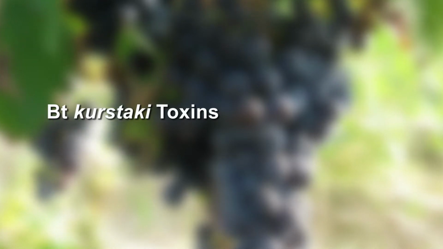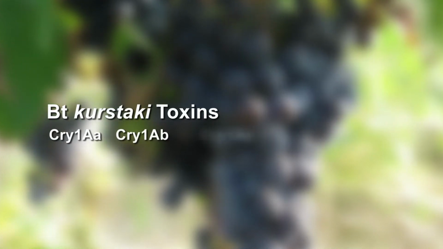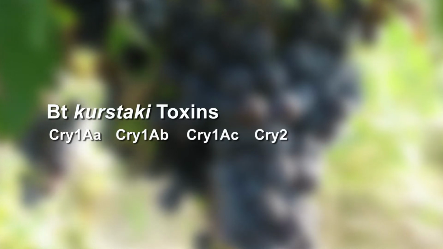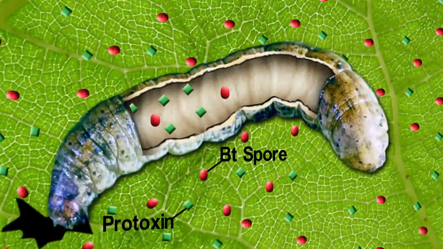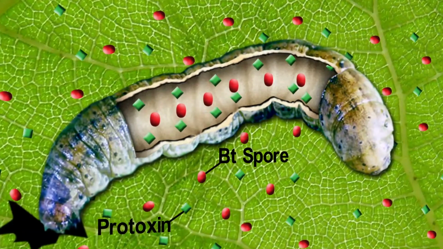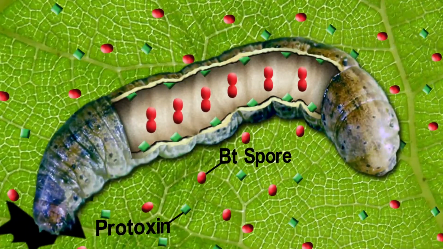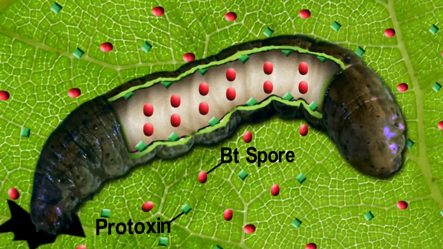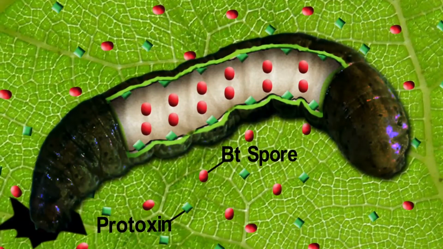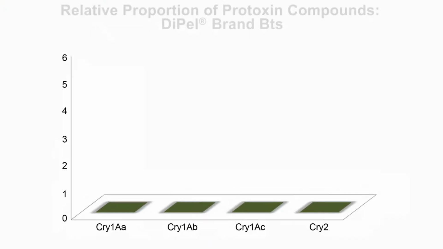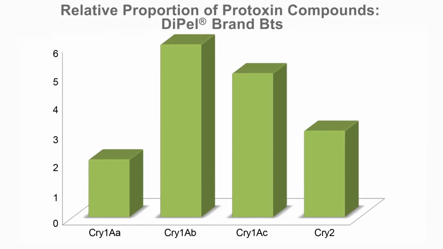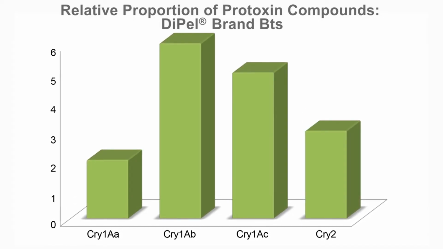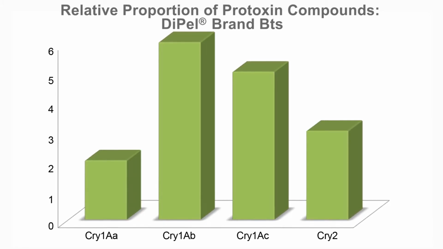The main components for BT kurstaki strains are the Cry1 toxin series, Cry1Aa, Cry1Ab, Cry1Ac, and the Cry2 toxins. When ingested, these toxins enter and bind to the midgut of pest insect larvae and cause cell death, rapidly inhibiting further insect feeding. BT products also include BT spores, which germinate inside the insect and contribute to mortality. Again, it is the level of the various insecticidal components within a BT product that determine its efficacy. Several factors combine to determine those levels, and most are related to the quality of BT manufacturing.